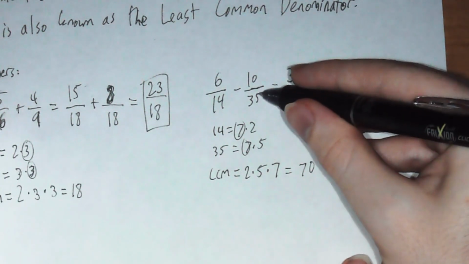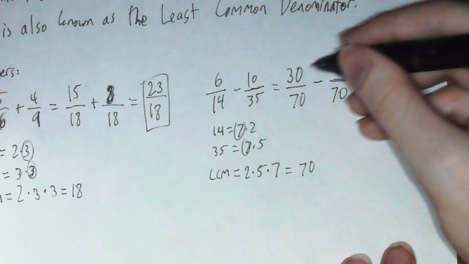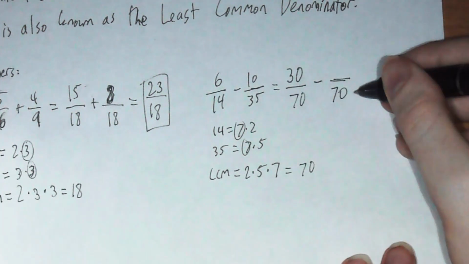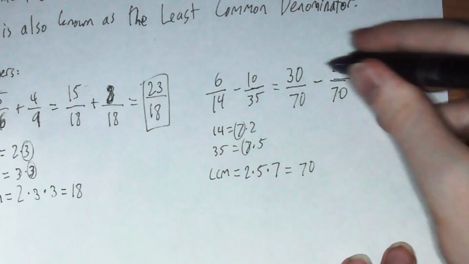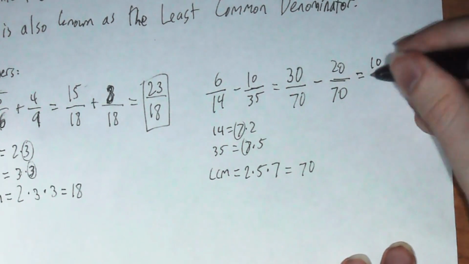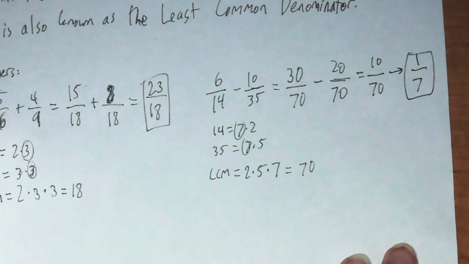Now 35 is 7 times 5. What's missing is the 2 in the least common multiple, so we multiply 35 times 2 to get 70, and 10 times 2 to get 20. And we get 30 minus 20, which is 10 over 70, which reduces to 1/7.